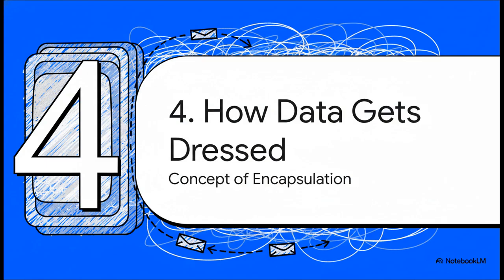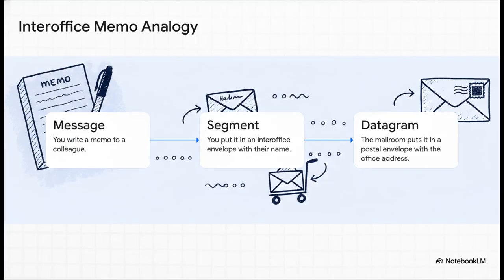Okay, so we've got these 5 layers, but how do they all work together to actually send something? Well, the magic is in a process you absolutely have to understand. It's called encapsulation. Let's go back to an analogy. Think about an old school inner office memo. First, you write the memo itself. That's your application layer message.